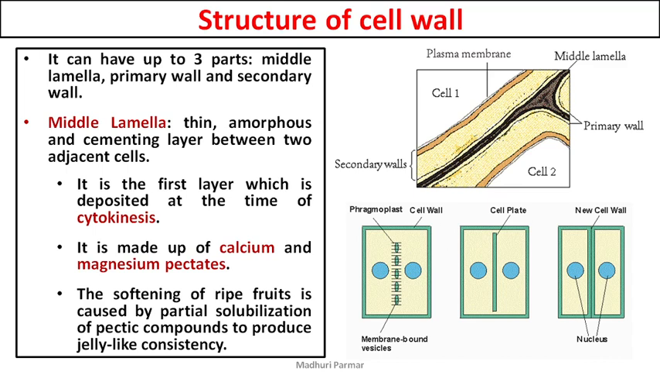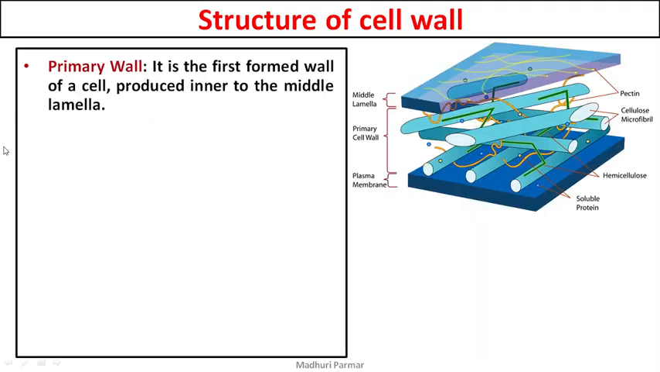In the jelly and jam industry, they use this pectin to make the jam and the jellies thick. So that is the role of pectin. And here we have discussed the plant middle lamella. Fine. I hope you have understood. The middle lamella is the first layer formed between the two cells. It is made up of calcium and magnesium pectate.